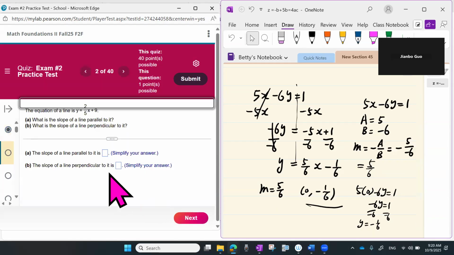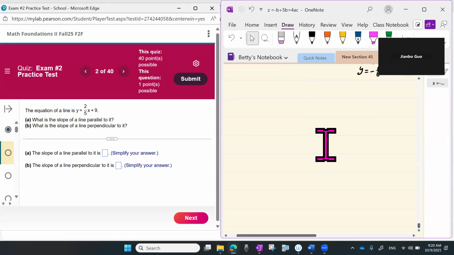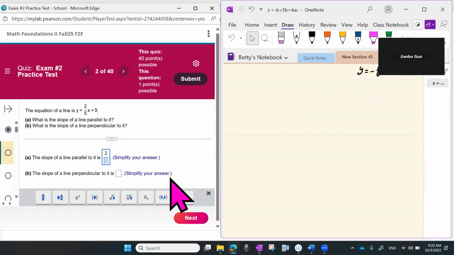Next, question number 2. The equation of a line is y equals 2 over 5x plus 9. The equation is in the slope-intercept form. What is the slope? Okay, the slope is 2 over 5, right? You know the formula, the most important formula in this chapter. The slope of a line parallel to it is 2 over 5, because if the line is parallel, then the line has the same slope as the given equation, right?